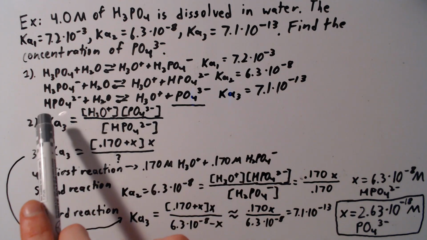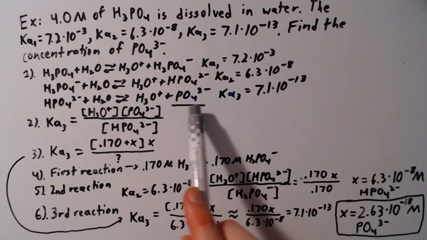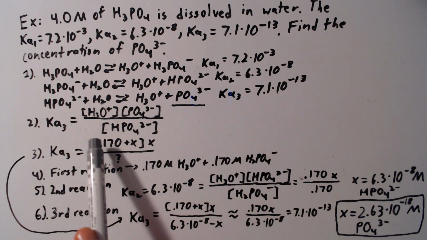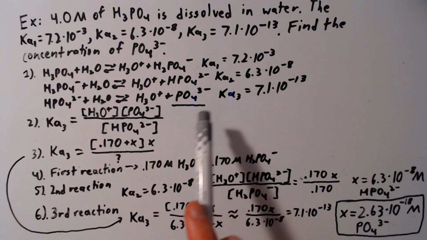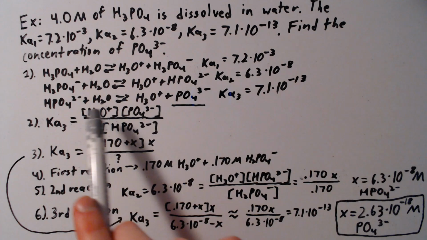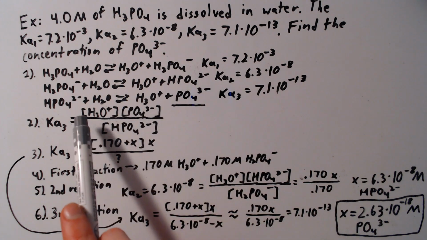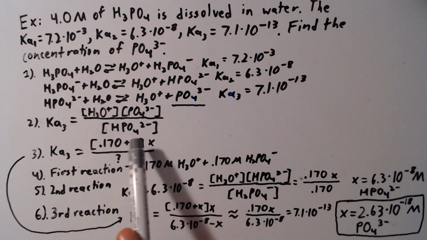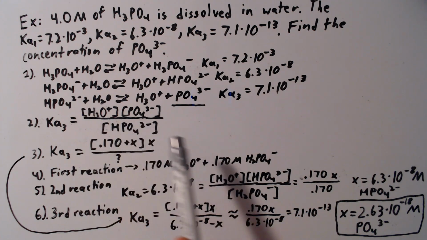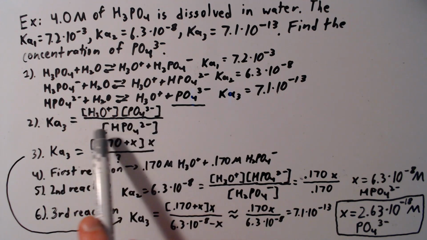So since the third one is the most important one in this case because it produces the PO4^3-, let's start off by drawing the equilibrium equation for this third reaction. So the Ka3 equals the products multiplied by each other, the H3O+ times the PO4^3- concentrations, over the reactants, the HPO4^2-, again ignore the water. And then we plug in what we know for these concentrations.